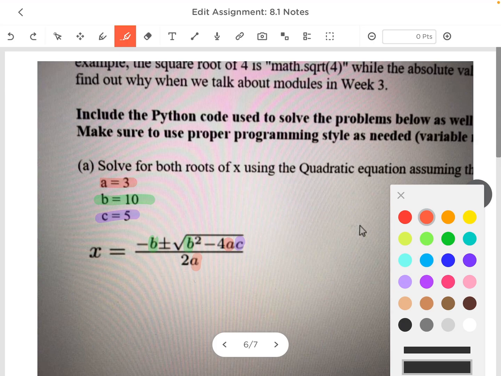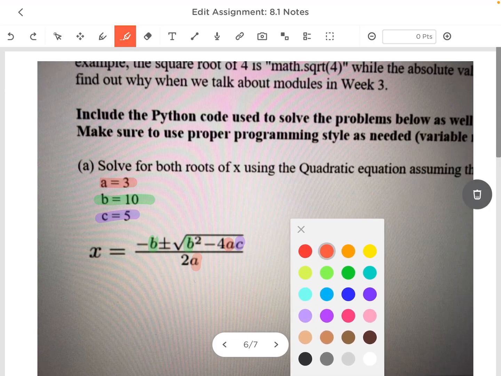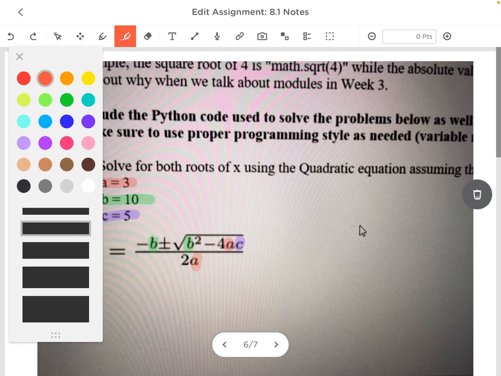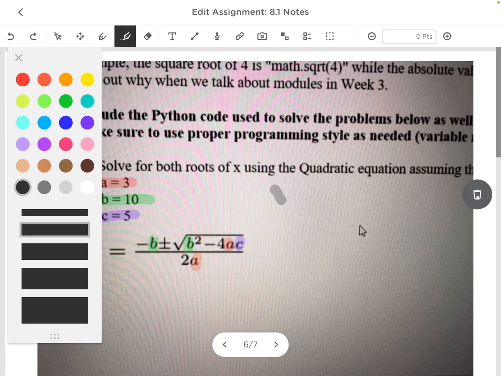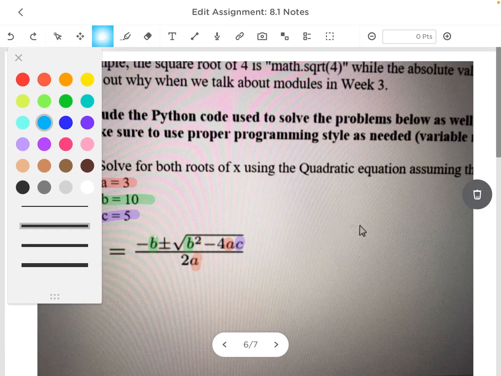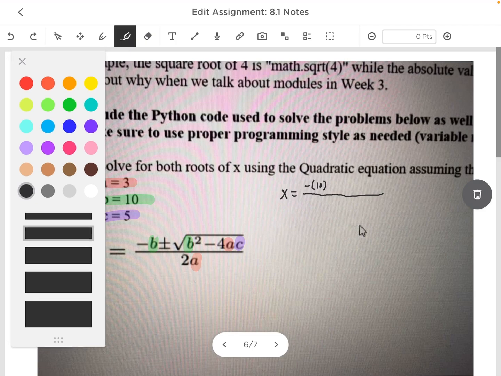I'm going to show you how to do this, and I'll show you how to use your calculator to figure it out. So what I'm going to do is color code. We have X is equal to, and I just like to draw the little fraction bar. We're going to take the negative 10, so we put the 10 there, because that is our B.